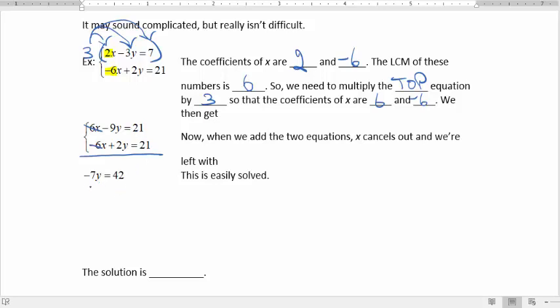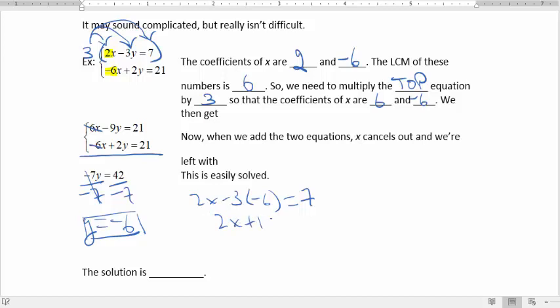So now I can easily solve this equation by dividing by negative 7, and I get y equals negative 6. And then I would go back to one of my original equations, and I would substitute this negative 6 in for y. So I write 2x minus 3 times negative 6 equals 7. And then I'll just solve this, right? Because negative 3 times negative 6 is 18. So this is 2x plus 18 equals 7. And then I'll subtract 18.